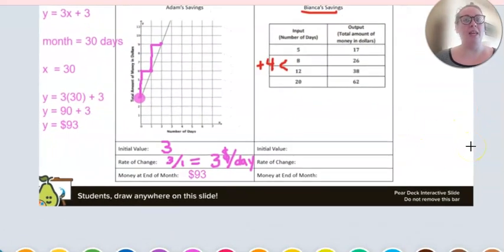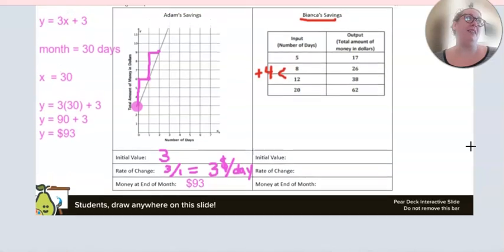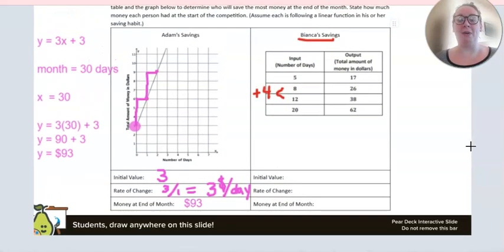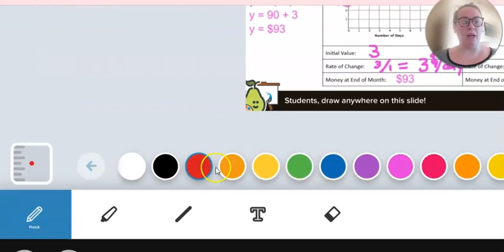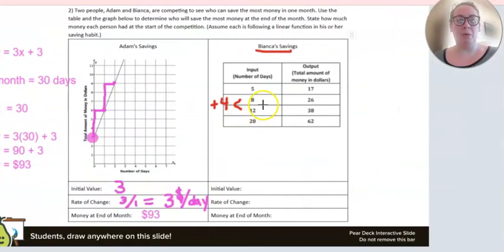Okay, so we were looking at Bianca's savings. When we're looking at the table, the choice that we're going to make for working our way backwards is using these points: 8, 26 and 12, 38. So to go from 8 to 12, we're going up by 4. And to go from 26 to 38, we're going up by 12.